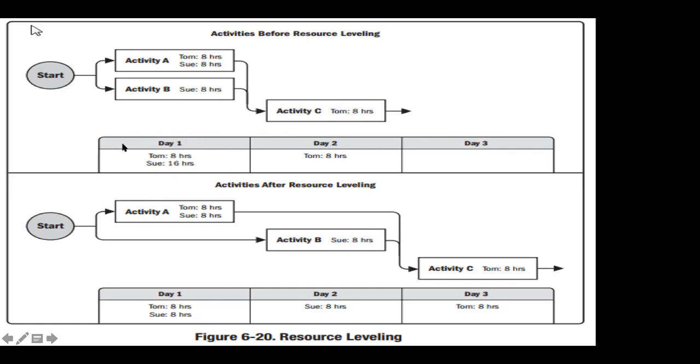Tom is okay, 8 hours, that is a working day. But Sue is double the working day, 16. How can she work 16 hours in one working day? She can't. So there's a problem with this one. So we have to level resources. Because of the resource availability, you have to change this activity diagram.